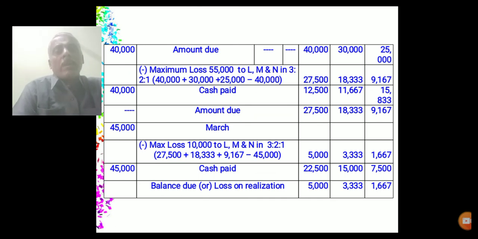Again we are going to calculate the maximum loss. The maximum loss is 10,000. That should be divided among all the partners. Then the amount is deducted from the last amount due. The remaining amount is 22,500, 15,000 and 7,500. They are called cash paid. Then the remaining balance amount is 5,000, 3,333, 1,667. This is the answer. This amount is equal to their profit sharing ratio. So this is called the maximum loss method. For easy and useful understanding of these things, we apply the workings first and then we prepare the main statement. Thank you to one and all.